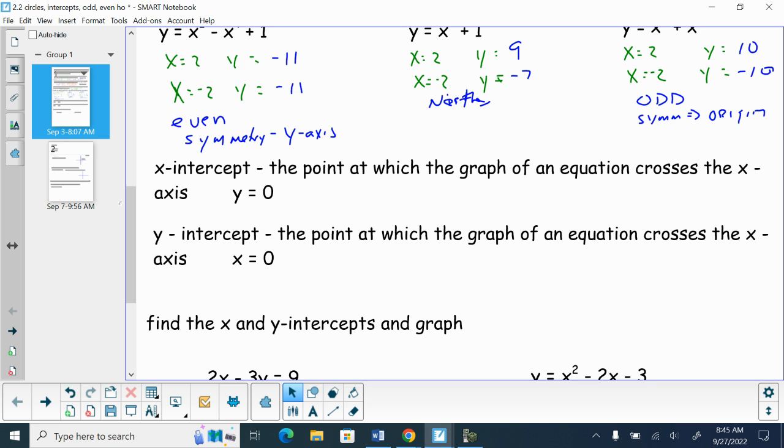Especially when we're dealing with lines, because if I'm dealing with a line, the number of points that we need to determine a line is 2 points, minimum 2 points. If I can find the x-intercept and y-intercept and put those 2 points on my graph, I can determine my line. I don't have to worry about the slope at all. I can just find my x-intercept and my y-intercept. So to find your x-intercept, you sub in y equals 0.